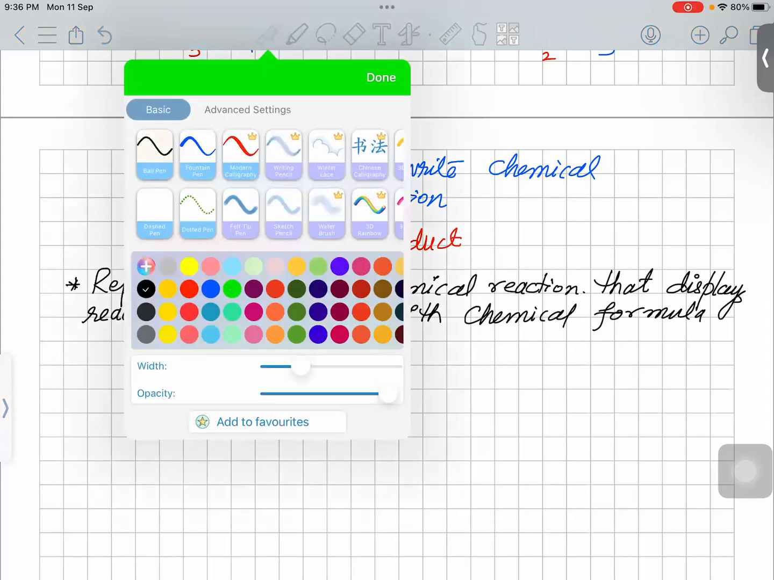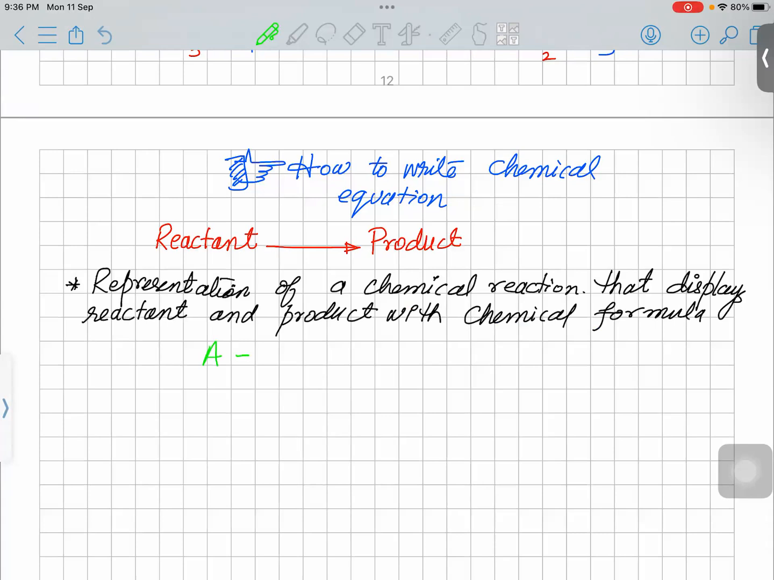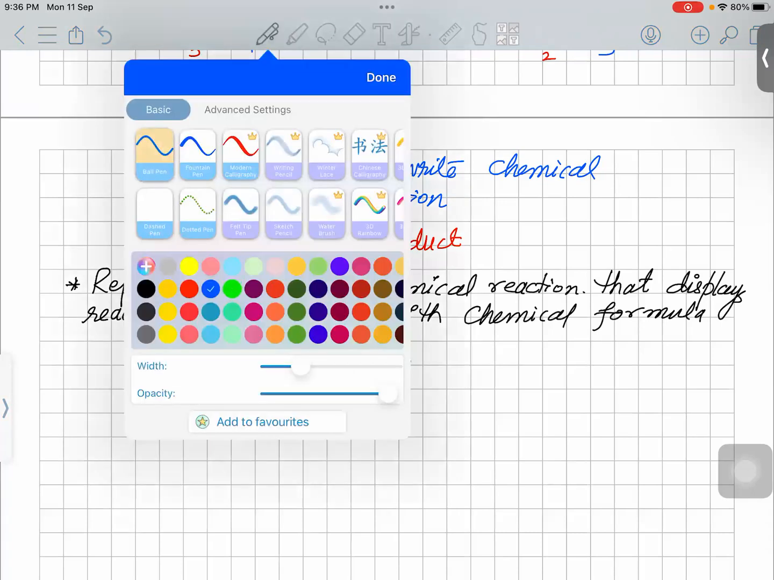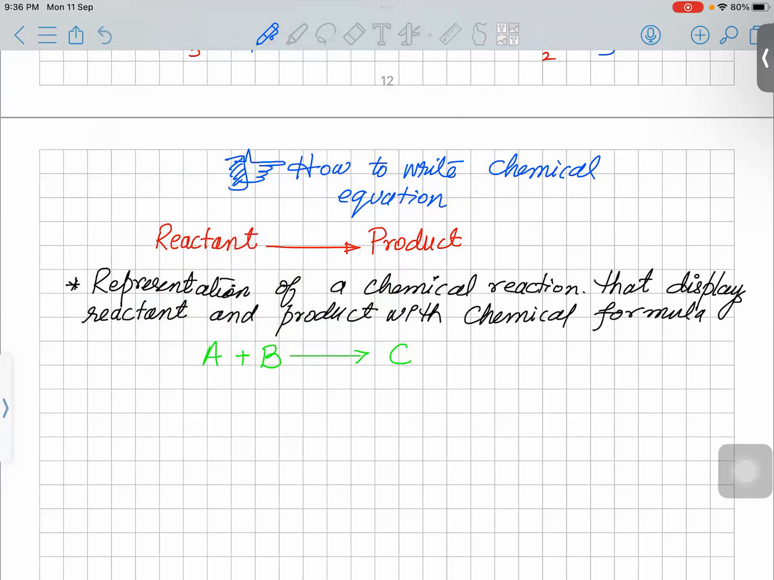For example A plus B gives C. Now tell me the name of the reactant. Sir, A and B are reactant. Very good. These are reactant. And name the product. Sir, C. C is product. This is example number 1.